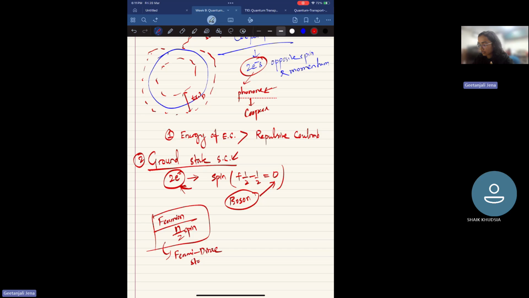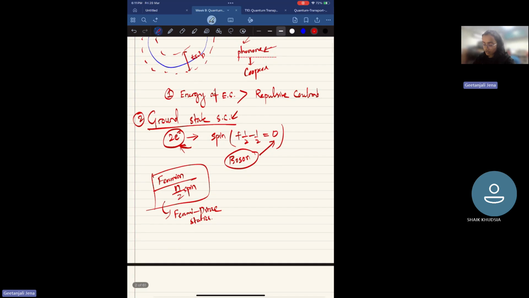So Fermi-Dirac statistics, we have already seen how the energy states are filled as a function of energy or as a function of temperature. Now for the Cooper pairs, they have zero spin, that is an integer multiple of 1. Because of that, they behave like a boson, and they will follow the Bose-Einstein statistics. So this is one of the key pieces of information that you can guess from the Cooper pair.